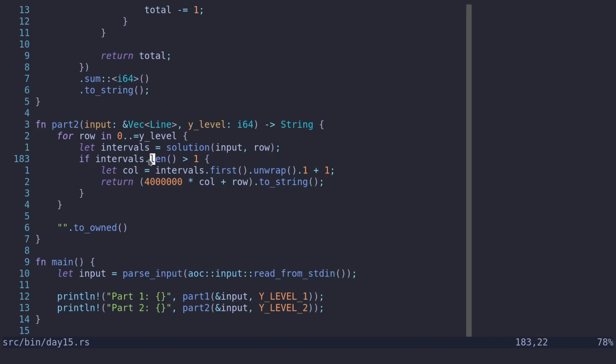So from the problem statement we know that there is only one spot in the input that we are interested in. So when we find the first occurrence of two or more intervals, we stop and take the column. And again, because we already know that there is only one element, then we take the first interval and add one to the end of the interval, and we do the computation from the requirements, like 4 million times the column plus row, and this will be the answer.